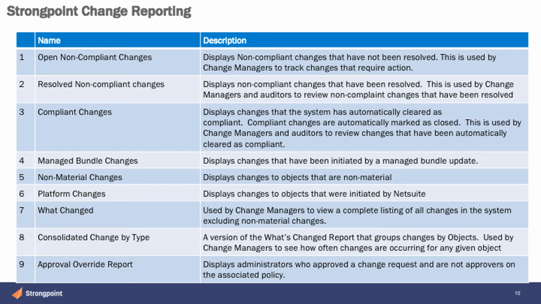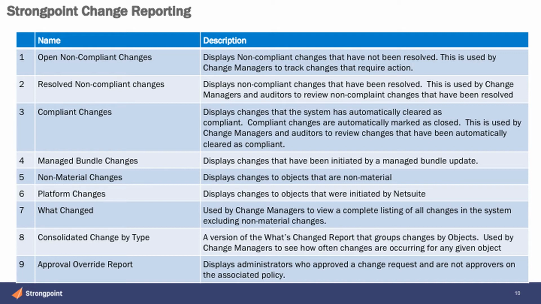The what changed report. So this is a complete view of everything that's changed in the system, excluding those non-material changes. Consolidated change by type. So that's a version of the what changed report, but grouped by object type. And lastly, the approval override report.